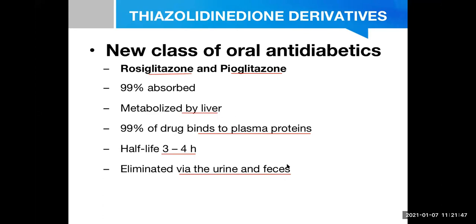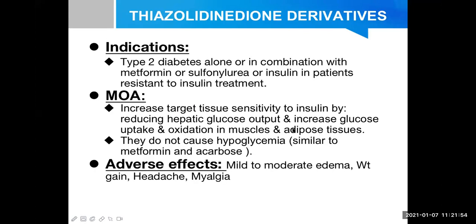These are the basic pharmacological properties. Now, what are the indication, mechanism of action and adverse effects of the glitazones? Regarding the indication, they are used in type 2 diabetes, definitely not in type 1, alone or in combination with metformin or sulfonylurea or even insulin in patients who are resistant to insulin treatment. Why are we talking about that in the mechanism of action? Because they increase the sensitivity of the target tissue to insulin. That insulin sensitivity is increased by the glitazones, so they are a good drug in the treatment of type 2 diabetes.